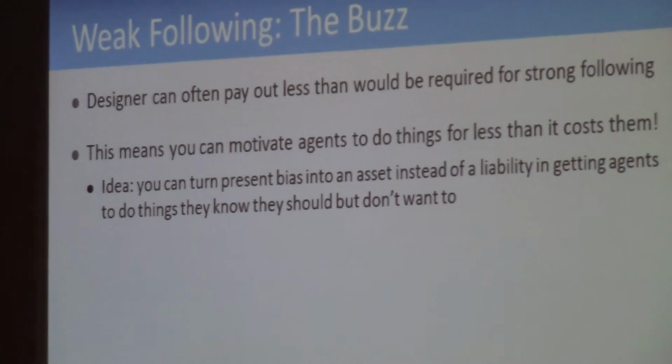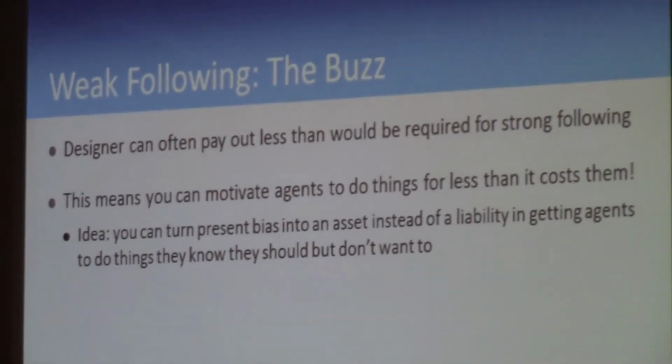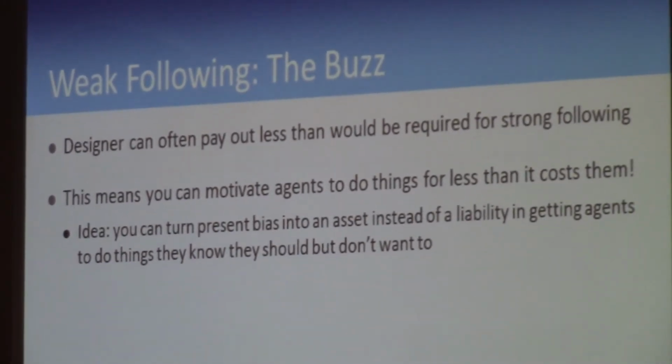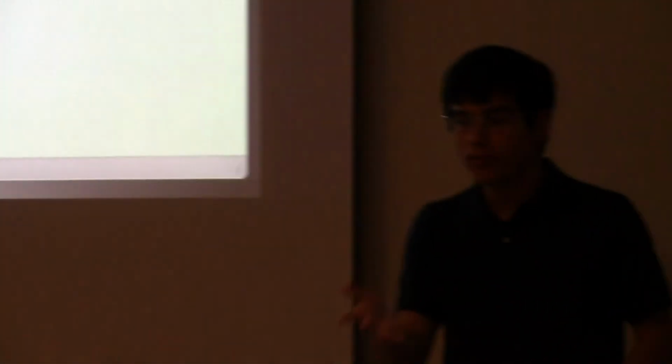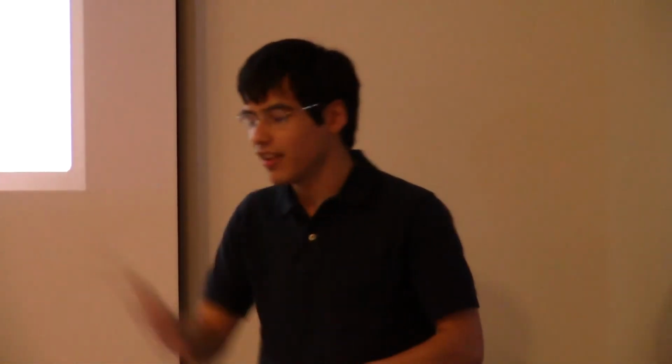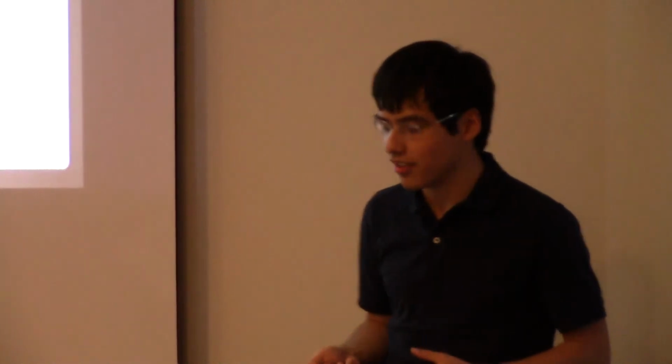Suppose you are okay with the agent weakly following this path. That means you're okay with it thinking it's going to take this other path that you don't want it to take, as long as you can eventually convince it to take the path that you want it to take. If you're okay with this, in fact, in many cases, you can pay out less than you would have to for strong following. Note that in strong following, you paid out exactly the cost it was to the agent. So what this is saying is that in many cases, you can motivate agents to do things for less than it actually costs them to do it, which is very interesting.